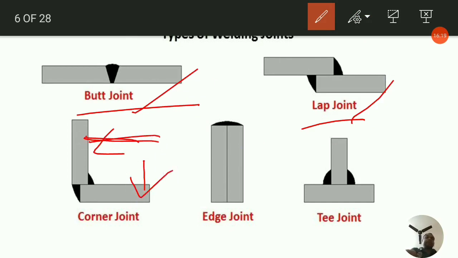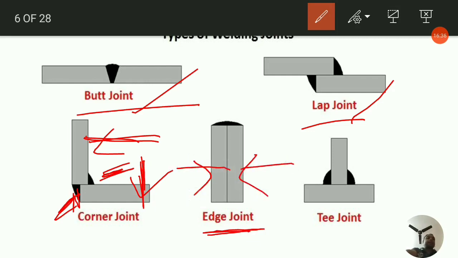Here is the parent material, and here is also the parent material, and they are being joined in the corner. So you can see over here, this is a typical corner joint. Now coming to the edge joint, the parent materials are placed side by side, and the metal is deposited in the edge. So that's why it is known as the edge joint.